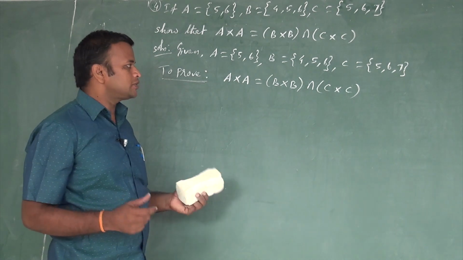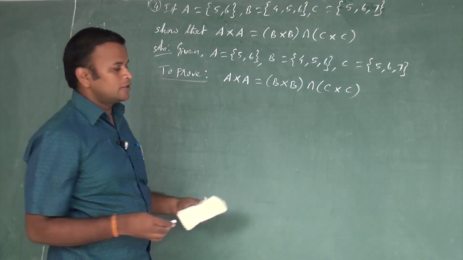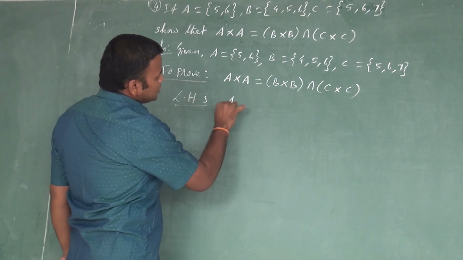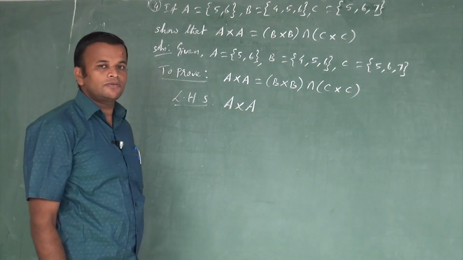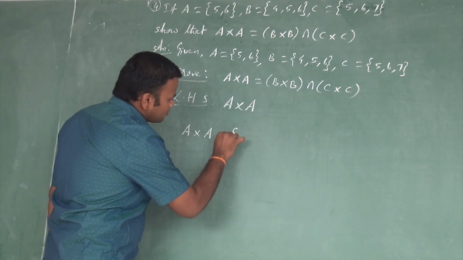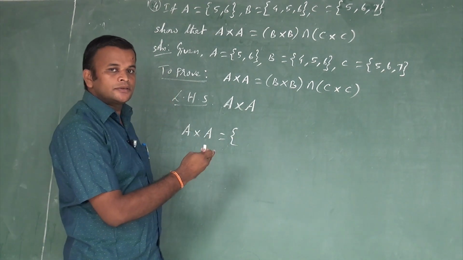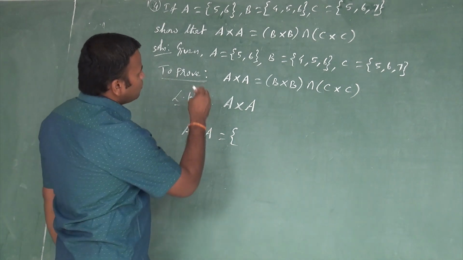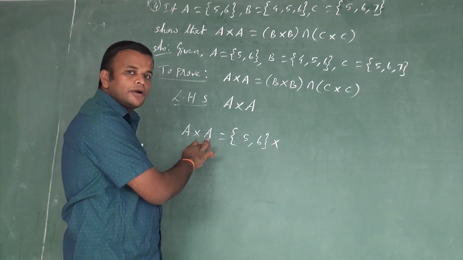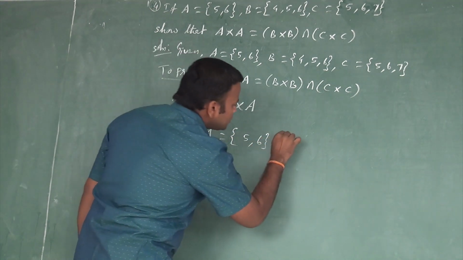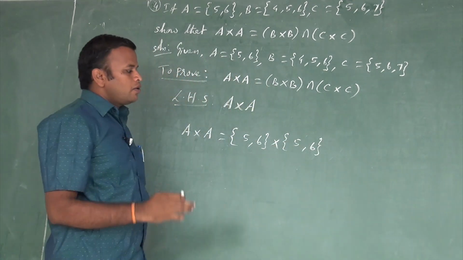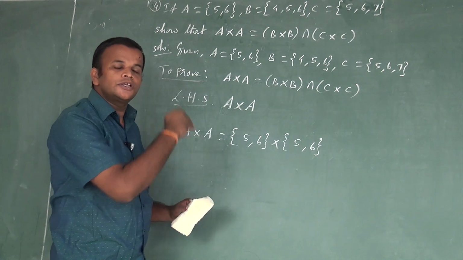In our proof sums, we always take the left hand side first. So the left hand side, that is LHS. The value of LHS is A cross A. So first we find A cross A. The set A is given. The value of the set A is 5, 6. Cross. Again, what is the next set? A. So again we write the values of A. The values of A are again 5 comma 6.